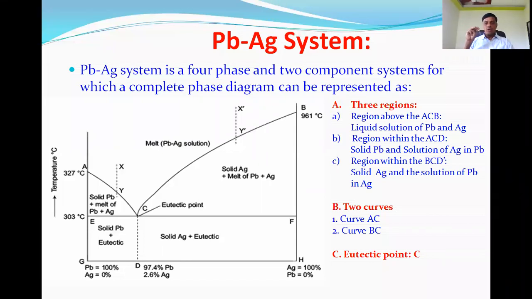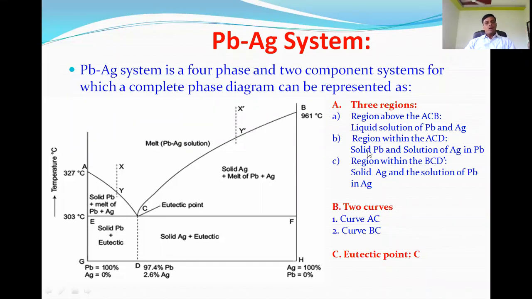Now, to explain the composition of all the three phases, we require at least two chemical constituents, and these two chemical constituents are lead and silver. Therefore, this lead silver system is an example of two component system. I hope it is clear to you. Number of phases are three and number of components are two.